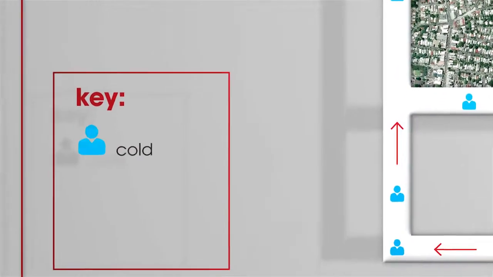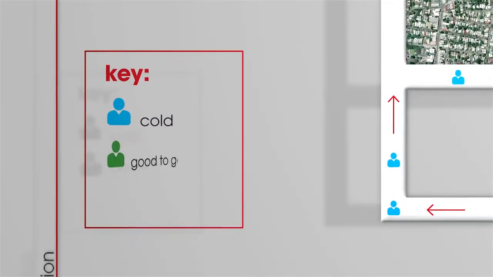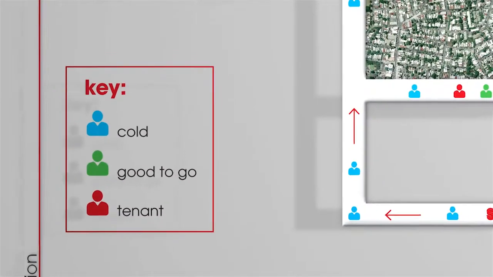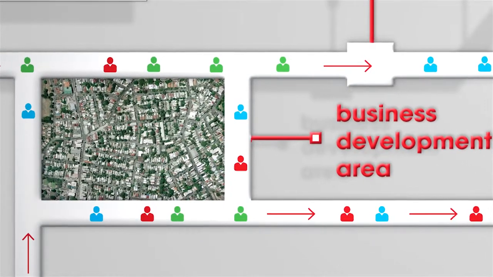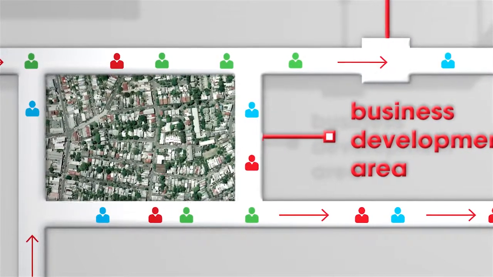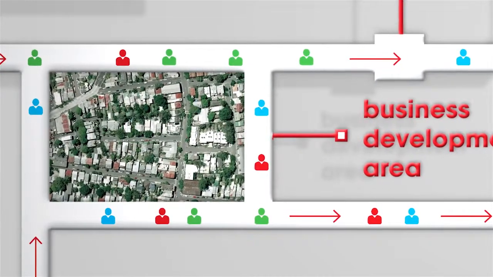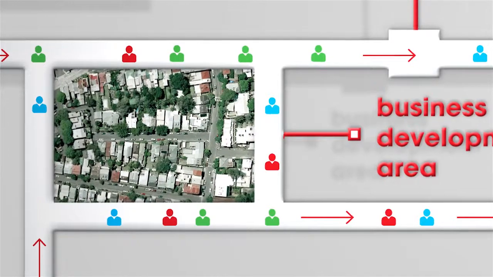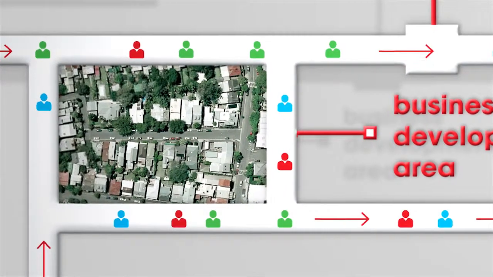As you can see from our color coding, blue is a cold vendor or landlord. Green is a good to go and red is one of our tenants. Our business development area, otherwise known as BDA, is where we focus our efforts on the marketing activities that will bring us the top of mind awareness. To apply the appropriate business marketing and prospecting program, we need to understand what happens in the business development area.